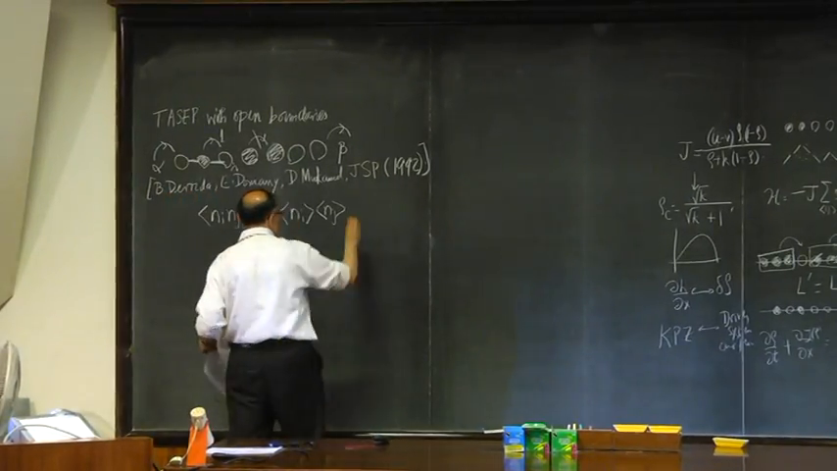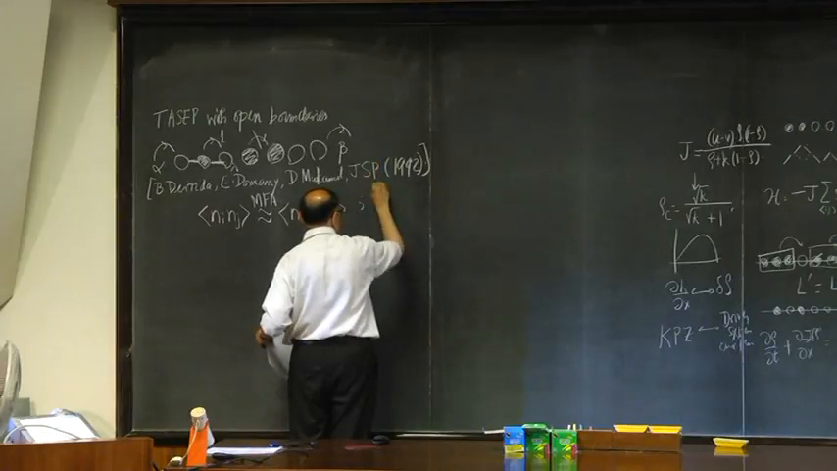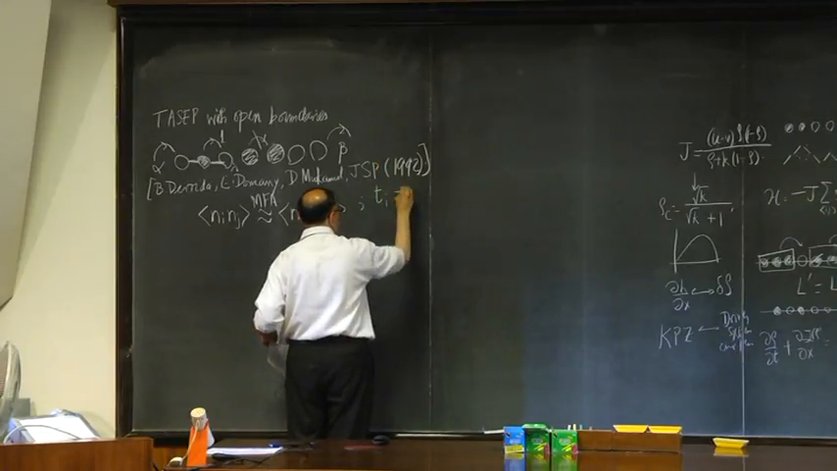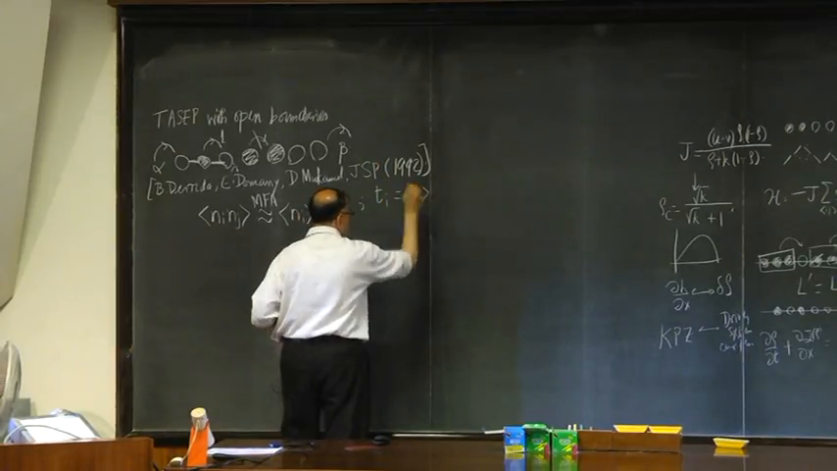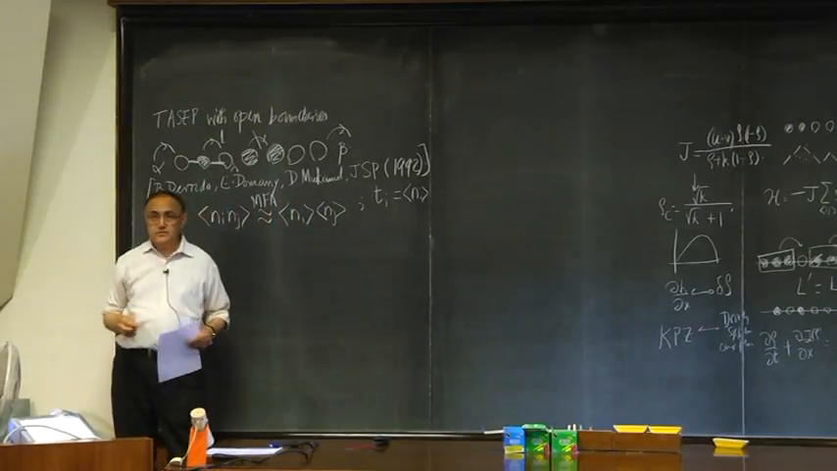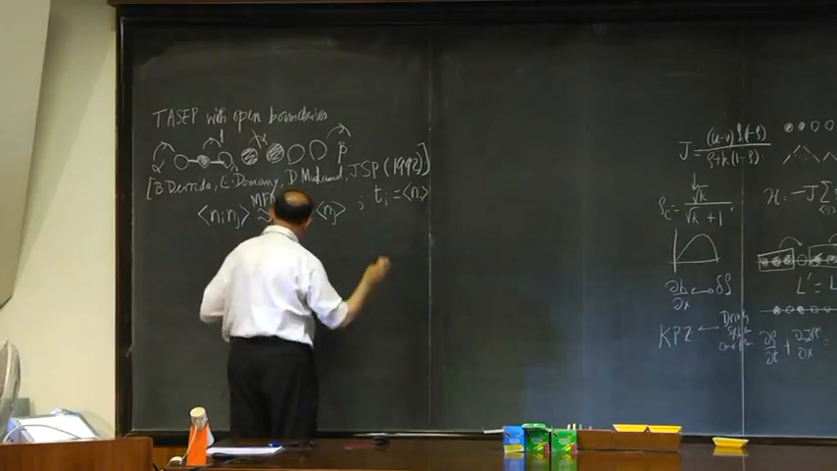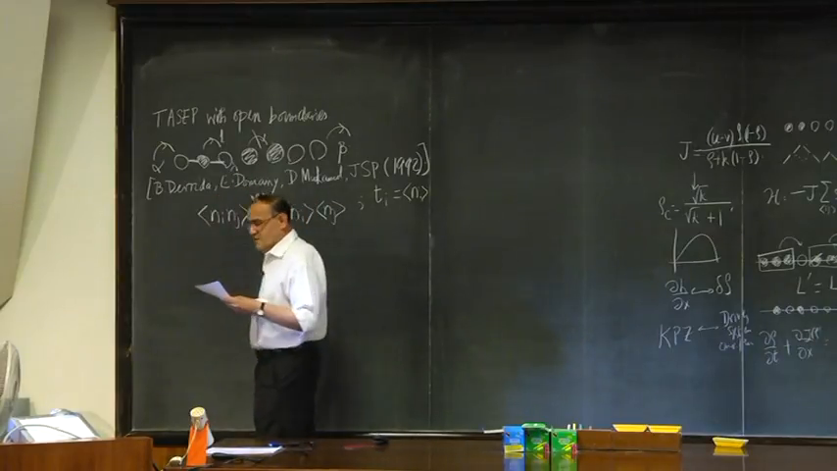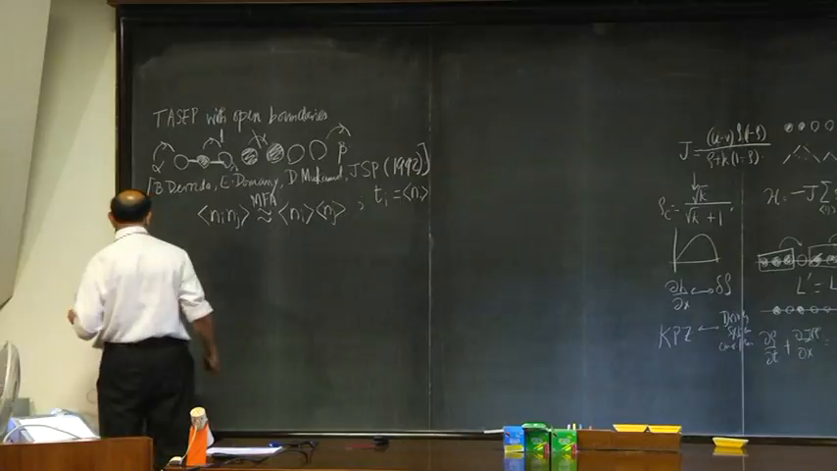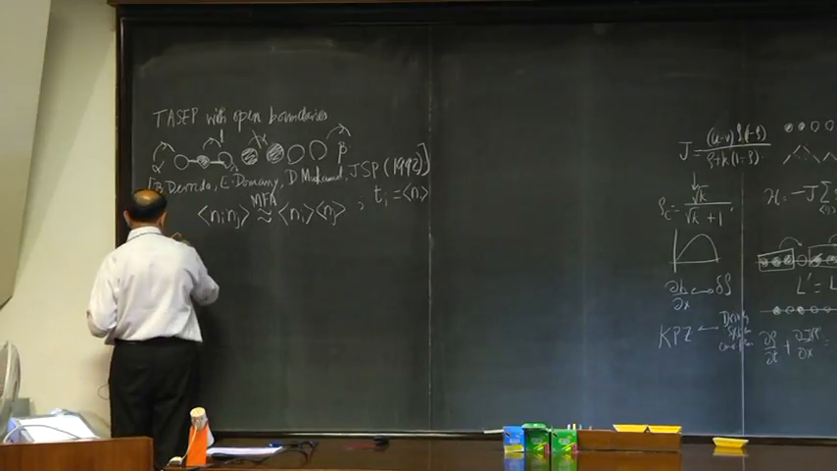Okay, so let me use some notation to be consistent with these authors, namely little ti is the average of ni. Why ti? There's some reason in the paper, but we will just adopt it. I just want to use the same notation. Okay, in that case, what is the current?